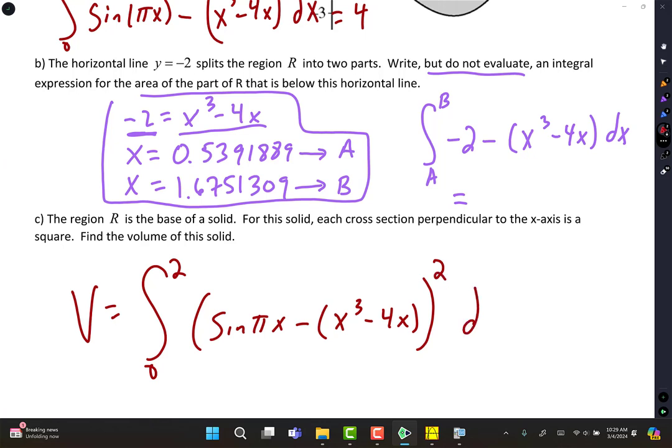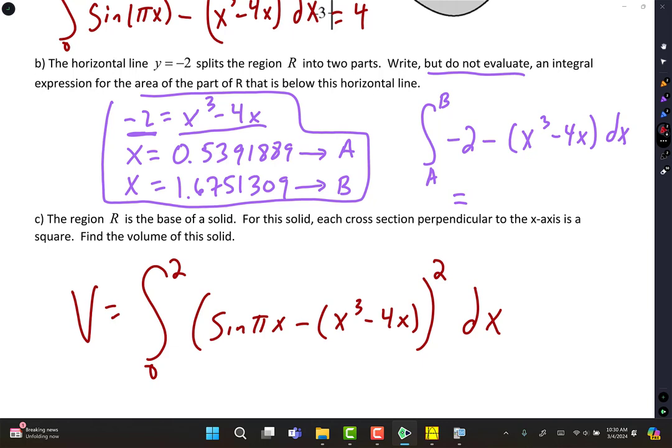Square it. Why am I squaring it? Because it's a square. The area of a square, this is my common cross section, guys. The area of a square is side squared. This is going to give you one of the sides. Does that make sense? Okay. Yeah, we are finding volume. This is area of a square, and I'm integrating to add up all the cross sections.